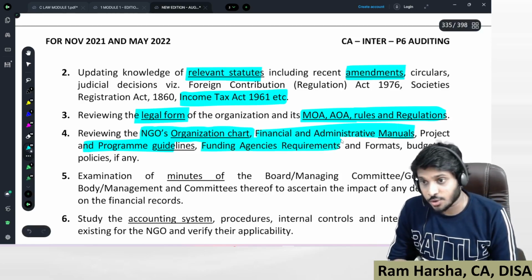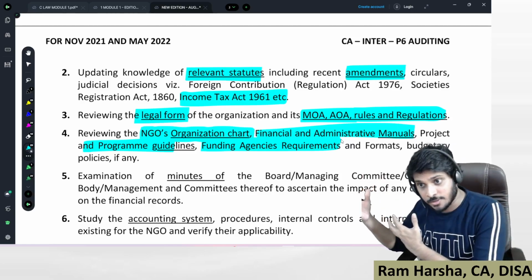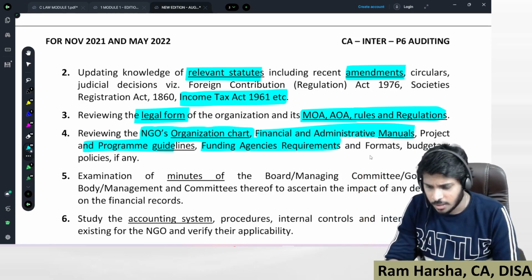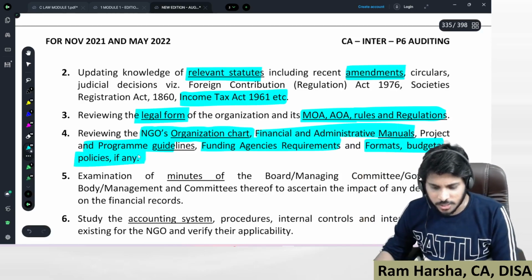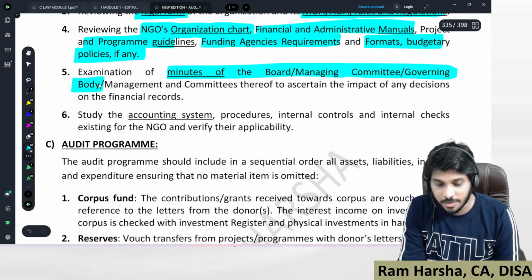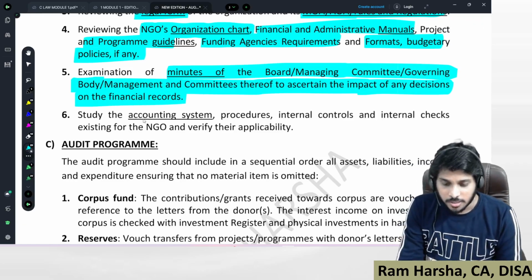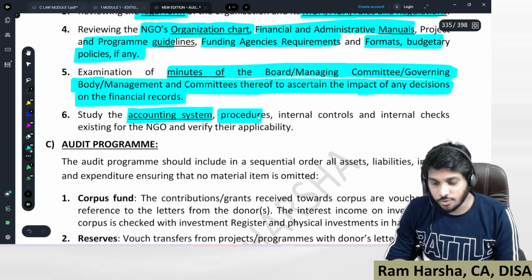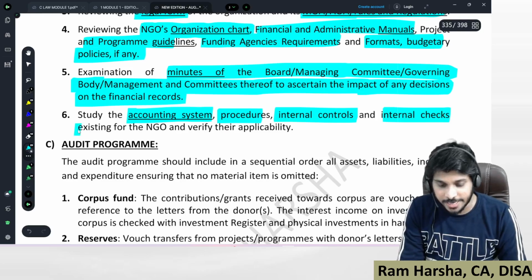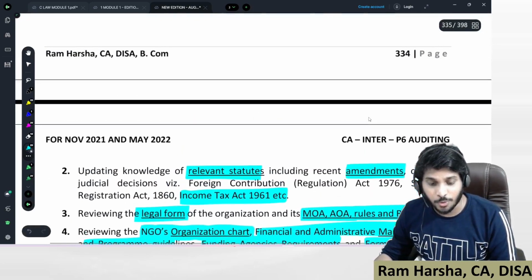Look at funding agencies' requirements. Many will be funding Isha Foundation, right? What are their requirements? According to the fund donor requirement only, Isha Foundation will generally work. And budgetary policies, all that. Look at the minutes of the board or managing committee or governing body or management and committees, and ascertain what decisions are taken. And look at the accounting system. What is the accounting procedure they follow? What are the controls they have deployed? And see the internal checks that are there and their applicability, all that. So these are the points of concentration.